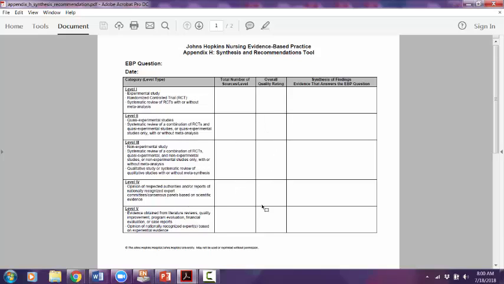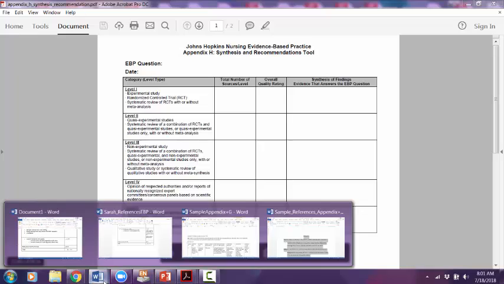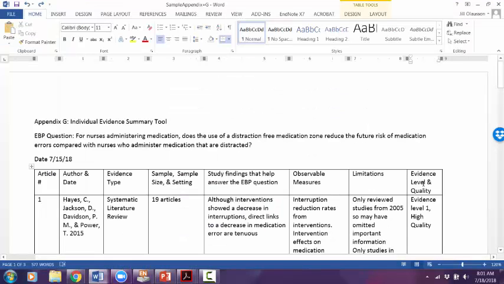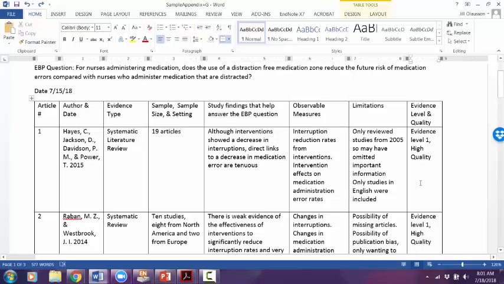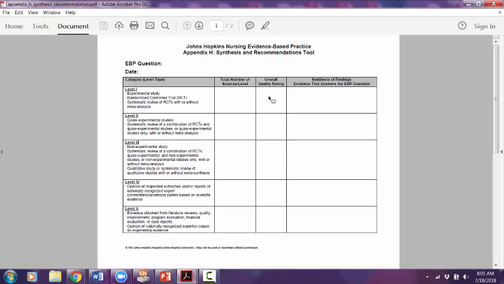Then we'll say, what are the overall quality ratings? This is based on the JBI tool. The 3 levels they really had were to include, exclude, or need more information. So you could put an average of all of the sources' overall quality ratings. If we look at the table that I just pulled up, we had the 2 level 1s, and they were both high quality. So we put that level 1 in high quality.